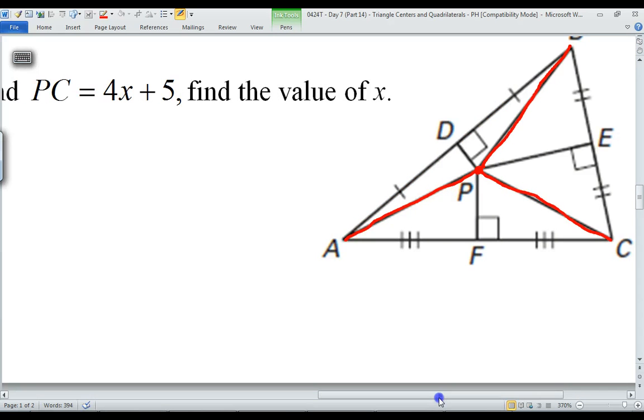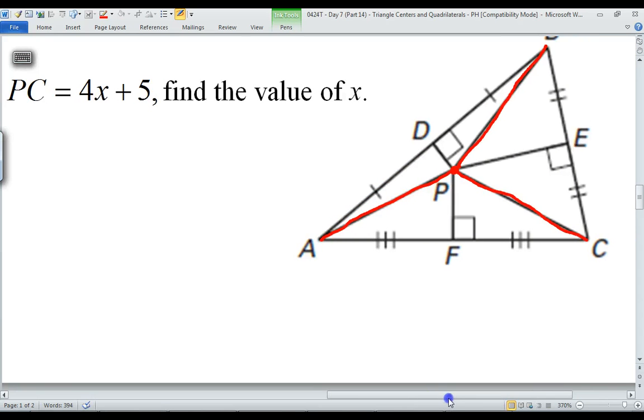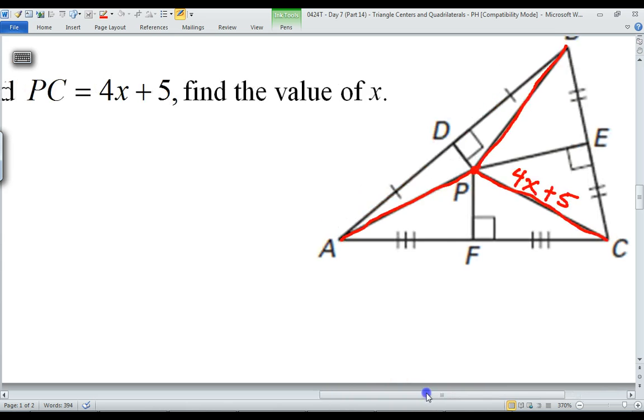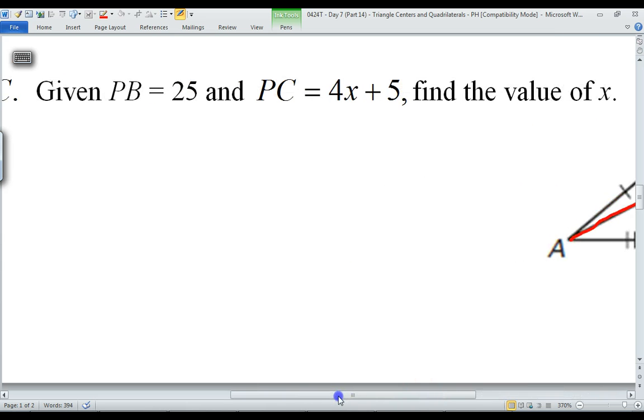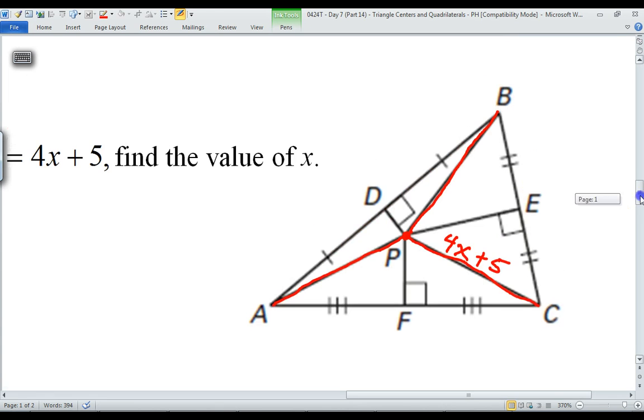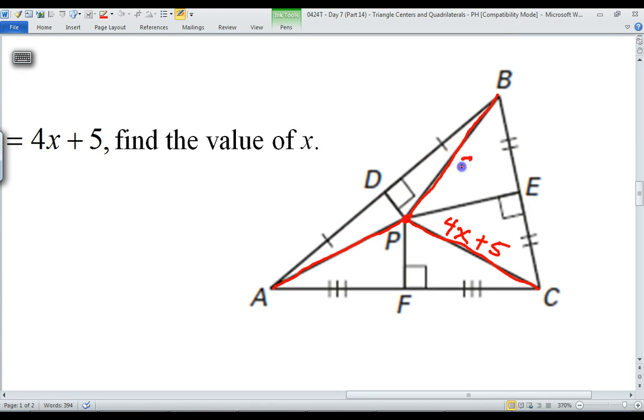Now, it says some stuff. PC is 4x plus 5. So that tells me that this is 4x plus 5. But it's actually 25. Okay. It tells me that PB is 25. So PB up here is 25. Well, what should be the relationship between the 4x plus 5 and the 25? They're congruent, equidistant from the vertices. So you just make your little equation and go to town.